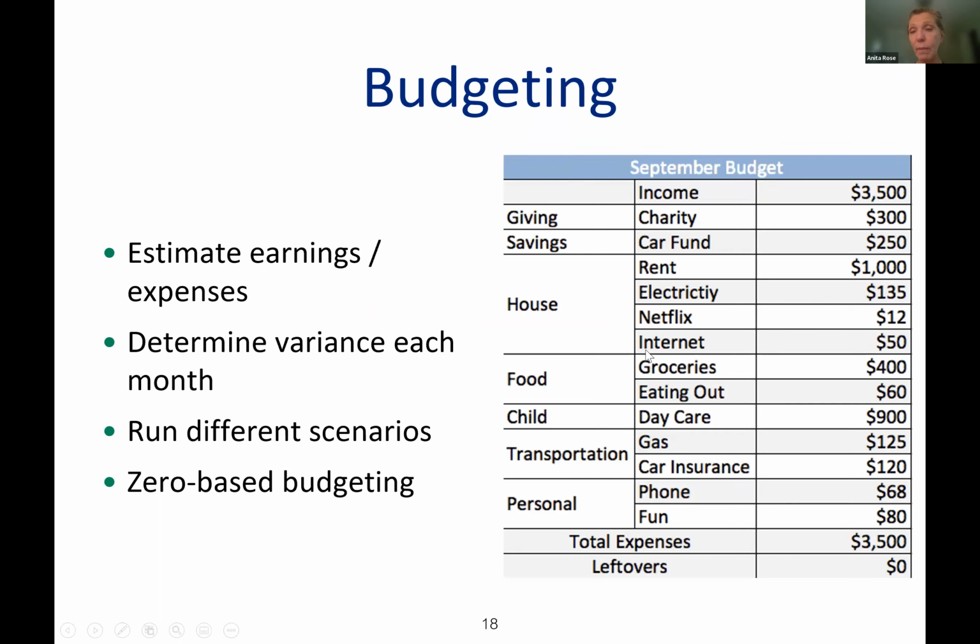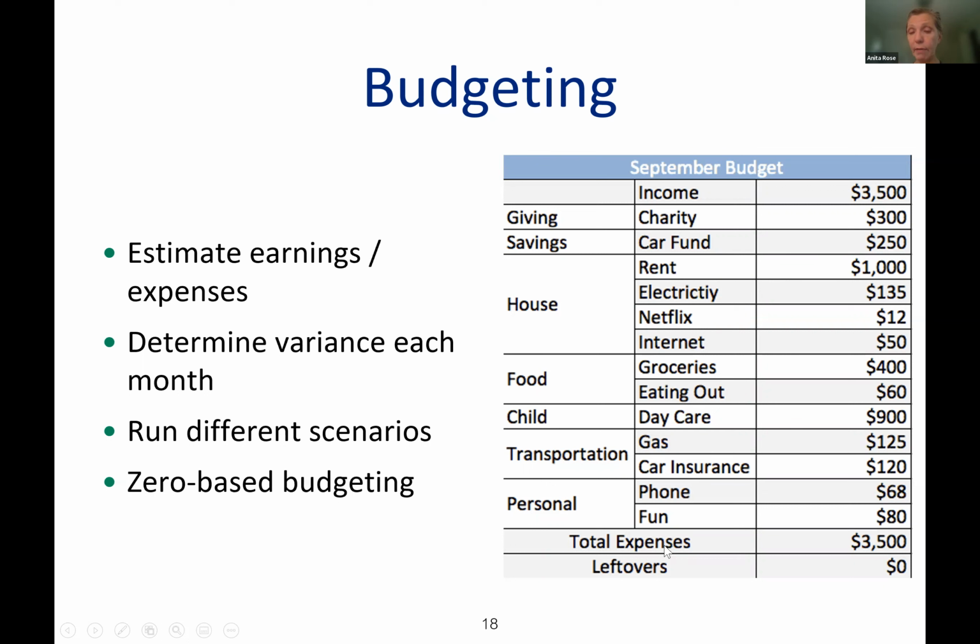So here's a budget just for one month that we can pull out to see. All right, so let's say we have $3,500 a month. We're a big giver. We give to charity $300 a month. We have a car fund, maybe we're saving for a new car, so we're putting away $250 for that. And then we pay rent at $1,000, electricity and so forth. We can see all our expenses during the course of a month.